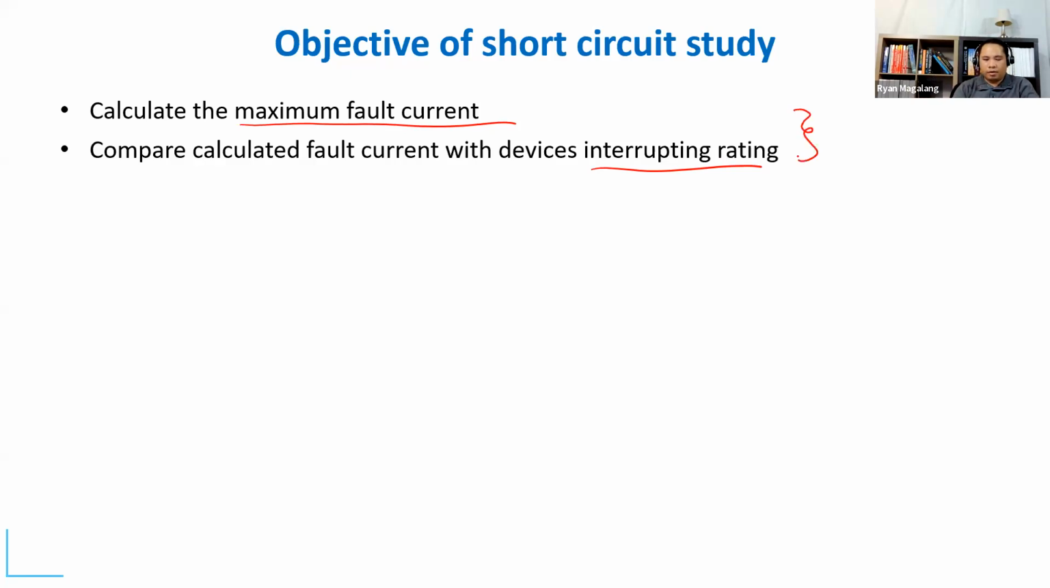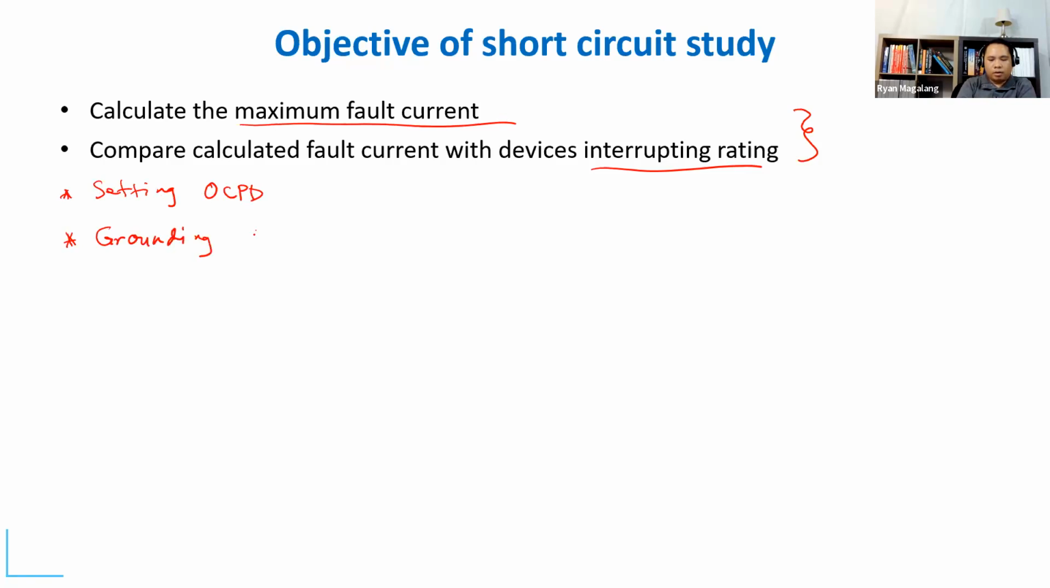Which are the other reasons why we would calculate short circuit currents? You would also do that, like I said, for setting of your overcurrent protective devices. That's also needed for that. The other one is when you're calculating for your grounding study.